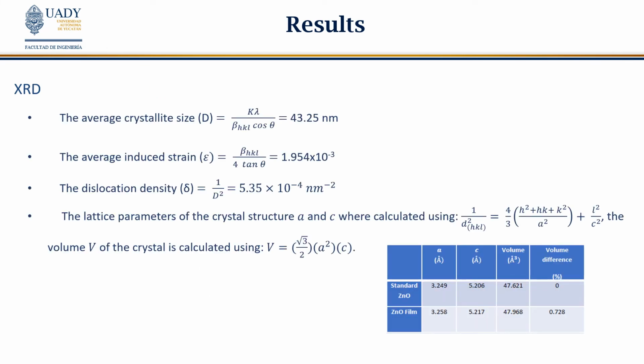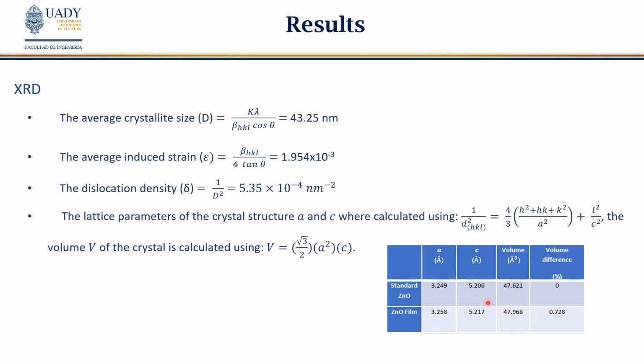Based on the data from the X-ray diffraction analysis, we applied the Scherrer's formula to calculate the average crystalline size, which was found to be 43.25 nanometers. We also calculated the average induced strain, the dislocation density, the lattice parameters of the crystal structure, and the crystal volume, where all the values were within the range of other reported values of synthesized zinc oxide.